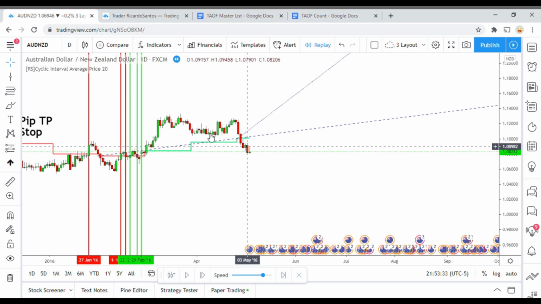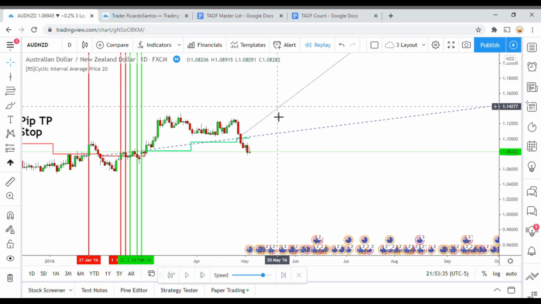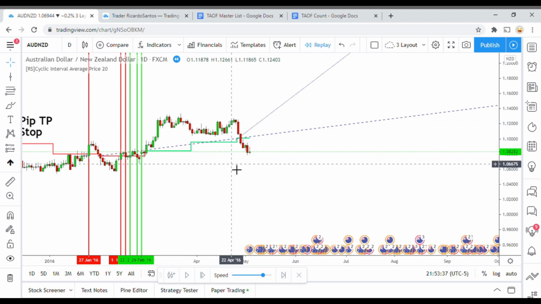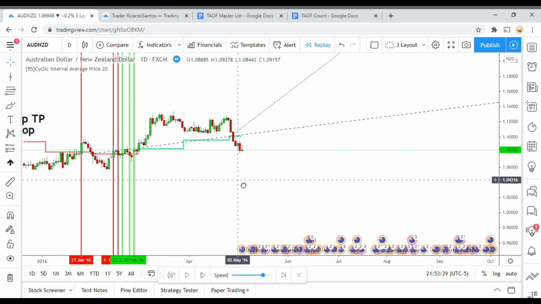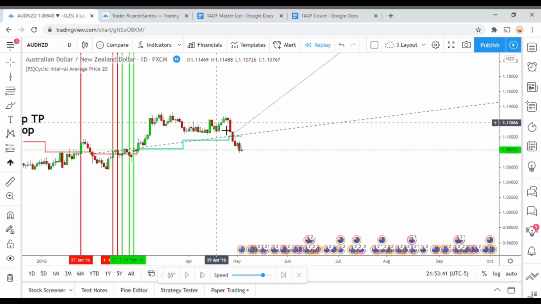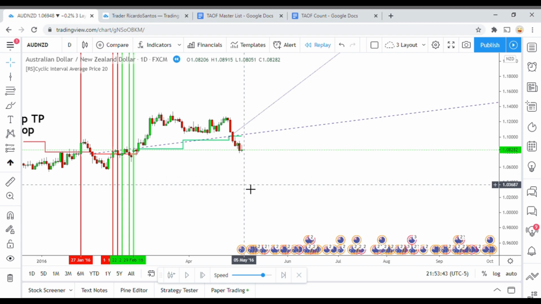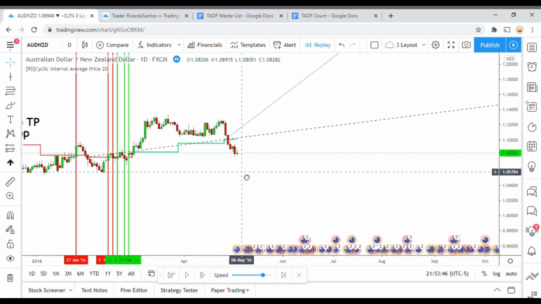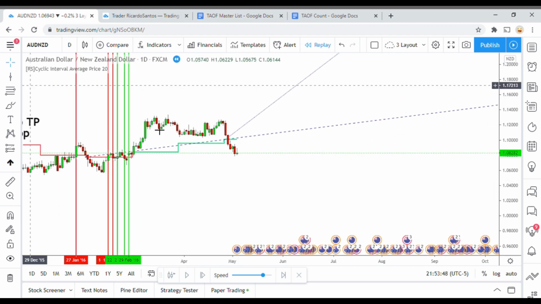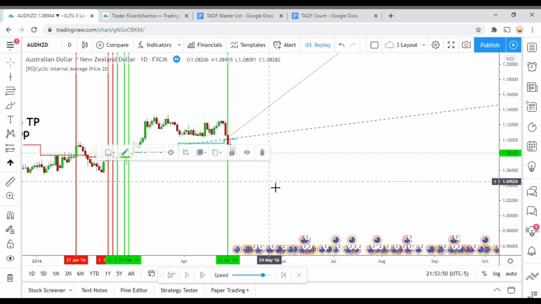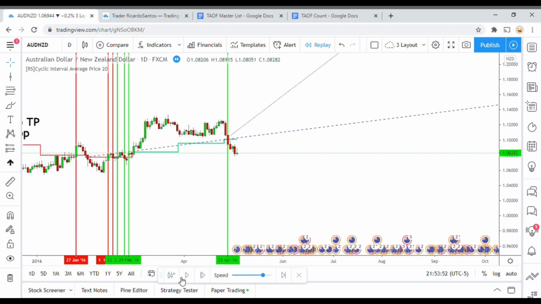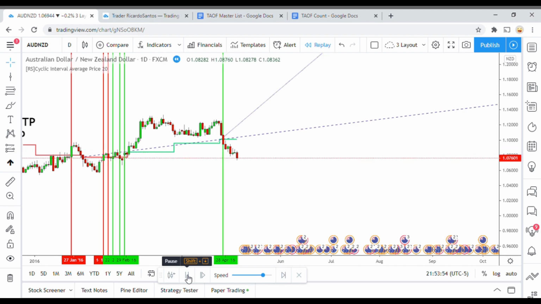Just watching how it interacts with these projected lines, it does not seem like it respects them very well. Sometimes it does slightly, but for the most part, it does not seem like it is paying any attention to them in the least little bit.